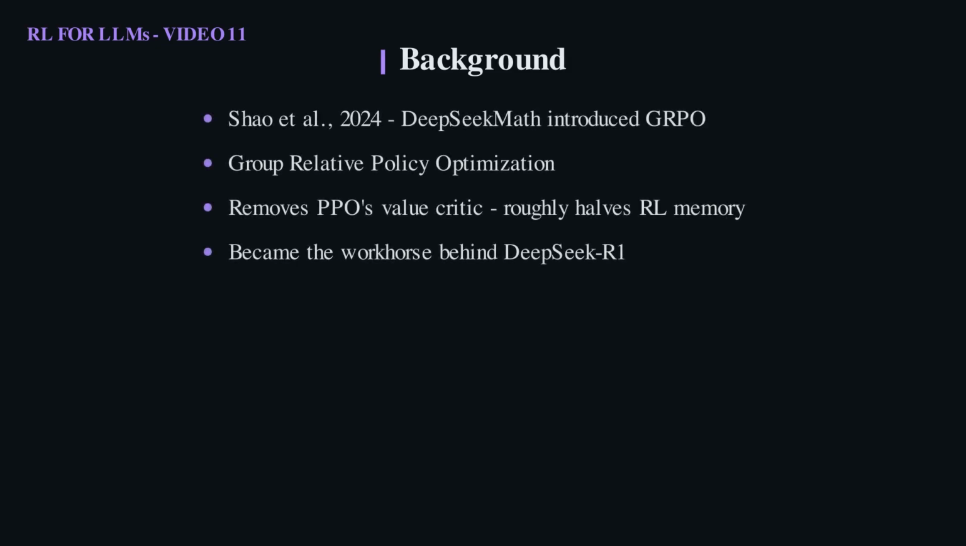The name stands for Group Relative Policy Optimization. By dropping PPO's value critic, it roughly halves the memory that reinforcement learning needs. That is not a minor engineering detail. It is what let a much wider set of teams afford to train reasoning models, and it became the engine inside DeepSeek R1. Here is the derivation in full.